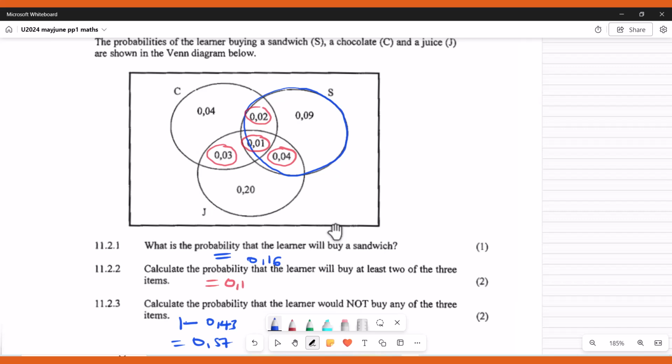Then lastly, our last question here, which is so interesting, from the counting principle. Let's check it out here.